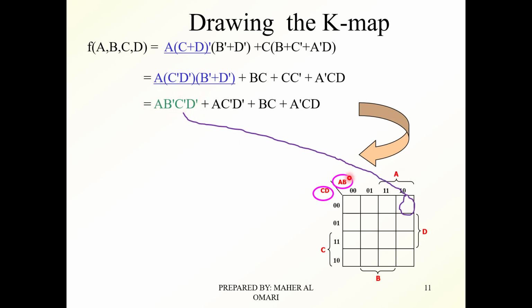Now take a look at this one. Where is this one on the map? It is where A is equal to 1, B equals 0, C equals 0, and D equals 0. So we have a 1 here. This one covers these 2 cells here. It's where A equals 1 and C equals 0 and D equals 0. This BC here covers these 4 cells, and the last one here covers these 2 cells here. So in these areas, all of them are filled with 1s.